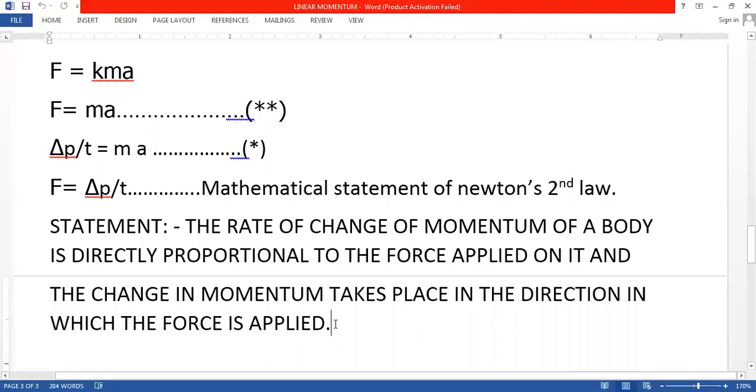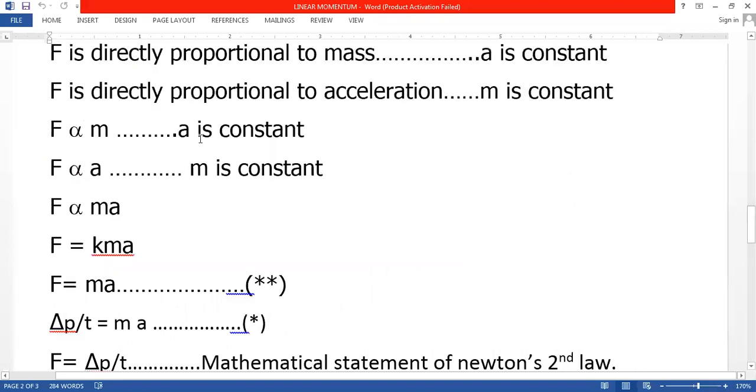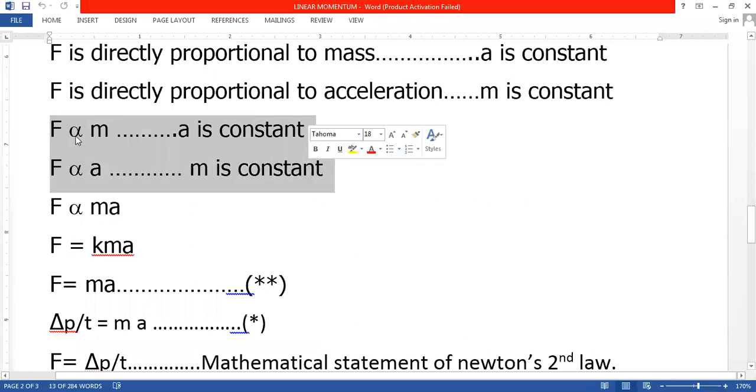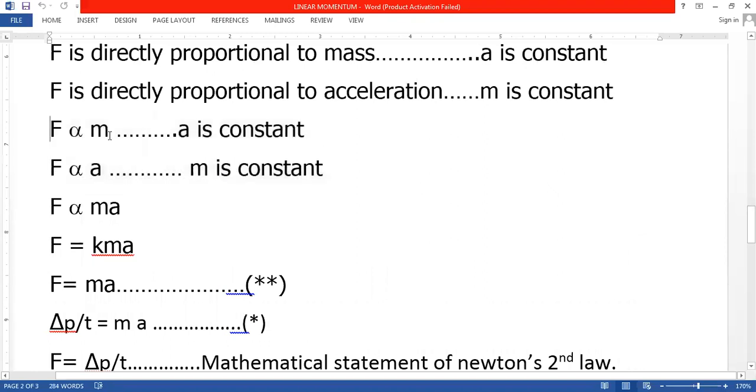Okay, so now what we had observed, if you check it here, these are two important observations. What we said, F is directly proportional to mass if the acceleration is constant, and F is directly proportional to acceleration if the mass is constant. So if you plot a graph of F and M, or a graph of F and A, keeping acceleration constant in the first case and the mass constant in the second case, how will we get the graph? You will find that our graph will be a straight line inclined to x-axis.